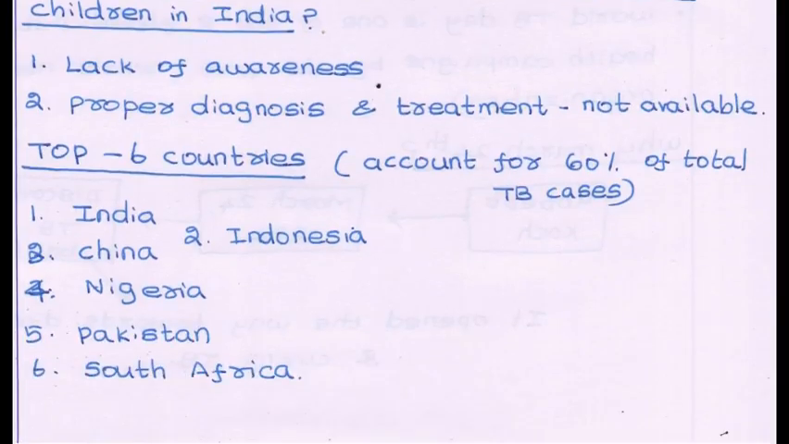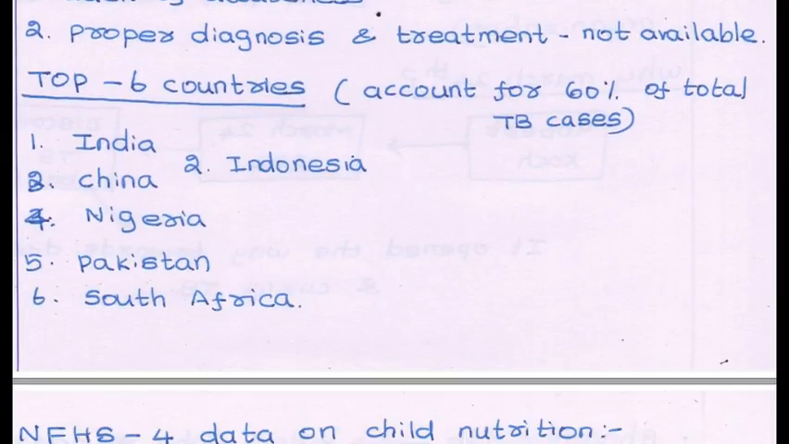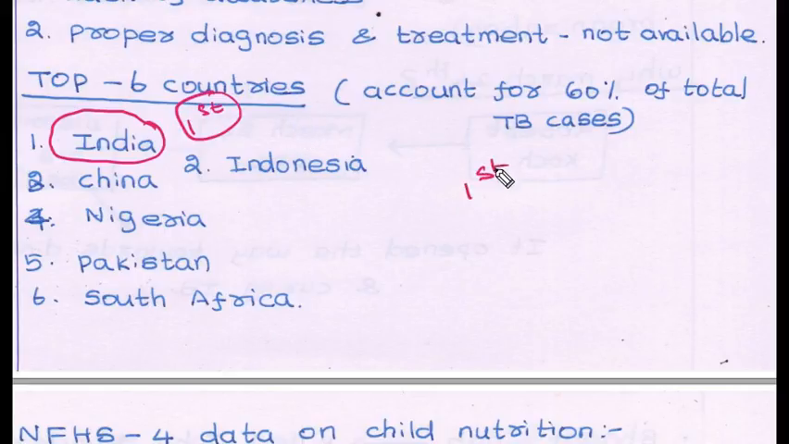Let's move to another fact, that is the top 6 countries which are affected by tuberculosis. The sad news is India ranked number 1, got the first rank in the total number of tuberculosis cases in the world. If we get first rank in global economic growth, means India becomes the largest economy in the world, we can say it proudly.